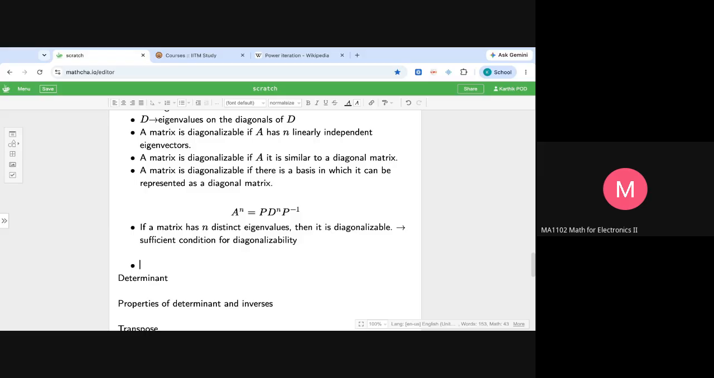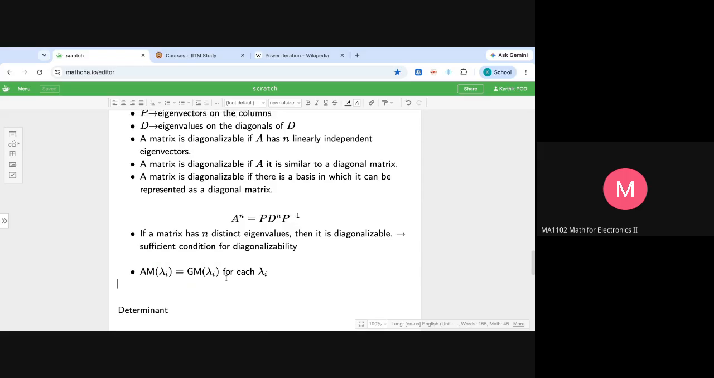The other thing was AM equal to GM: AM of lambda i equals GM of lambda i. This is the proper test actually. For each lambda i, this has to hold. If this holds, then it is diagonalizable, and if diagonalizable, then this necessarily holds. It works both ways. So that is diagonalizability.